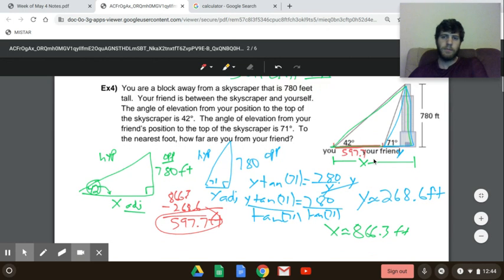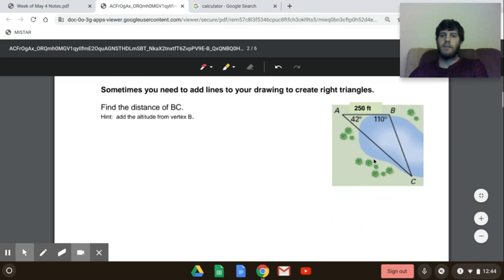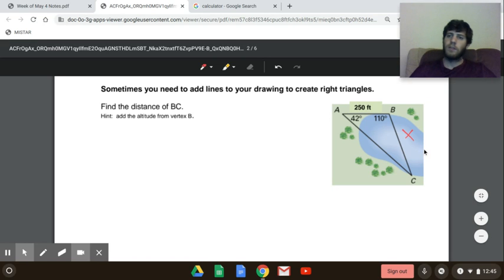Okay. Last example on here. Sometimes you need to add lines to your drawings to create right triangles. They want us to find BC. Okay, so I'm going to call that X. We can't use any of our methods right now because we don't have right triangles. So what we can do here is draw in an altitude. Right, and then we can first find whatever that altitude is.